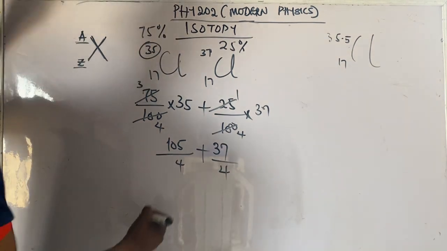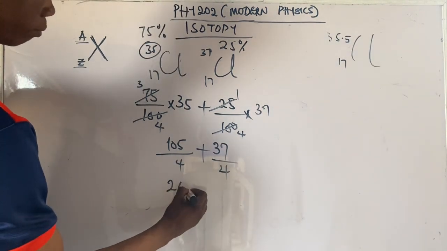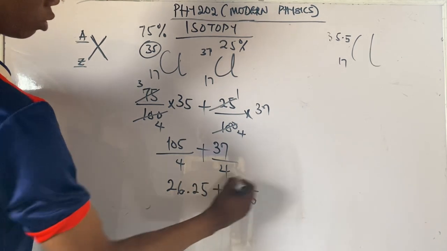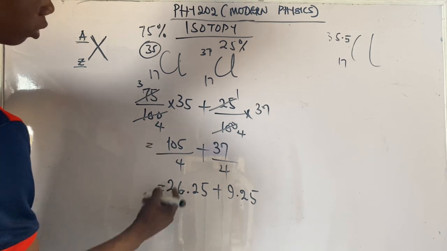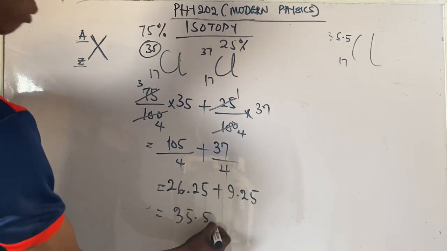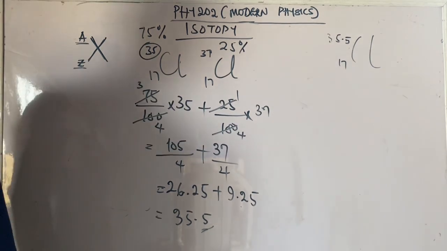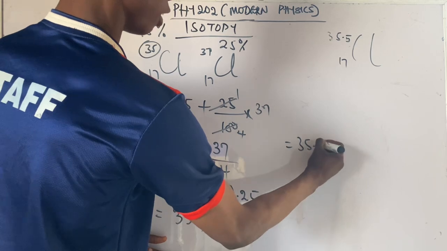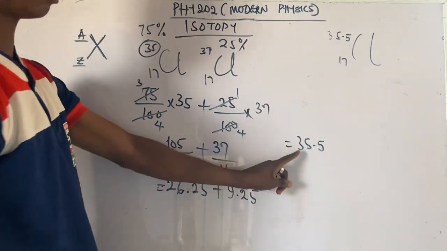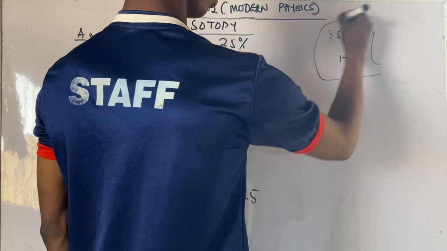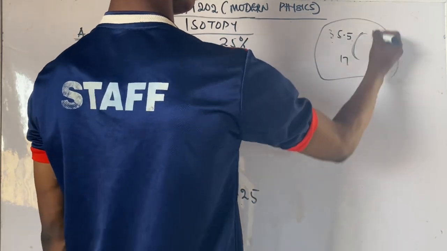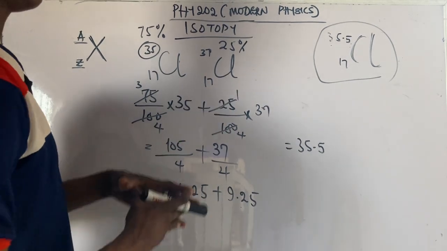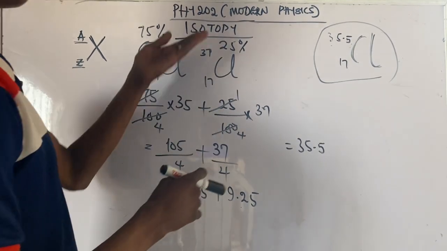Doing the mathematics here, this is equal to 26.25 plus 9.25, which equals 35.5, the mass number of chlorine. So this is how the mass number of chlorine, which is not a whole number, is gotten. We now write chlorine this way: 35.5 over 17 Cl. That is how the mass number of chlorine is gotten. It is because of a phenomenon called isotopy.